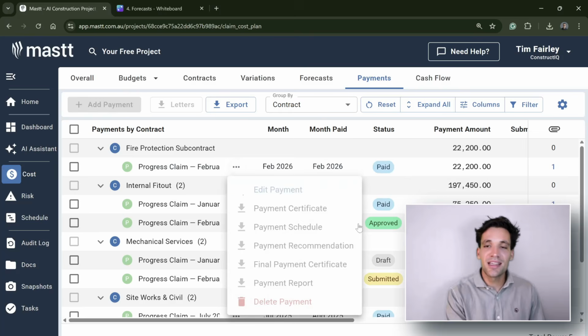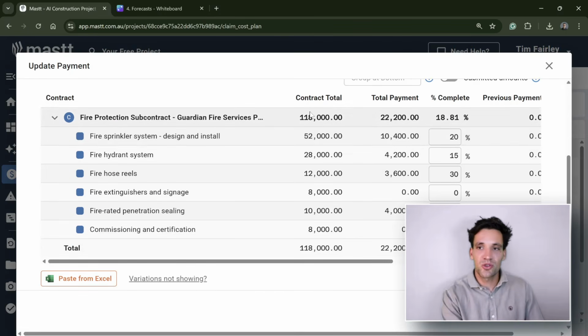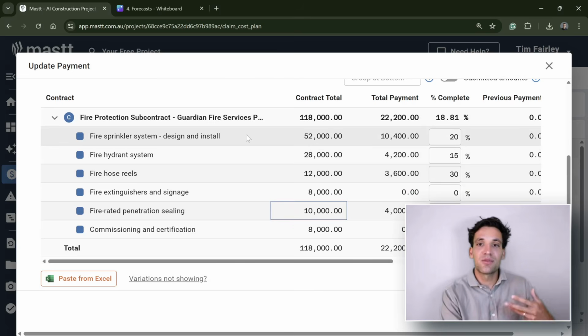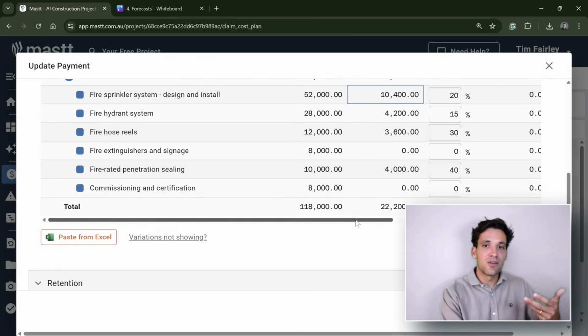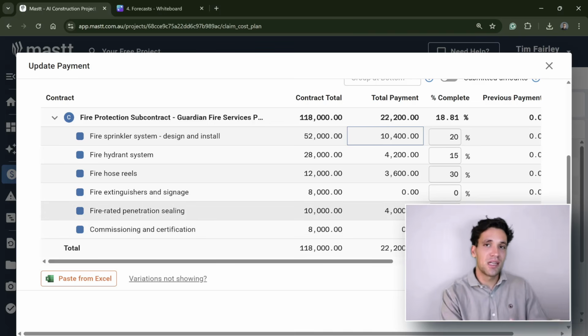This is when they're going to bill us for the work they've completed. So for example, our fire protection subcontract had an initial contract value of $188,000. They haven't put in any variations, but they've started work on site. They've claimed, say, 20% for the design work, 30% for the procurement of the fire hose reels, and 40% because they've actually started on site doing fire penetration sealing.